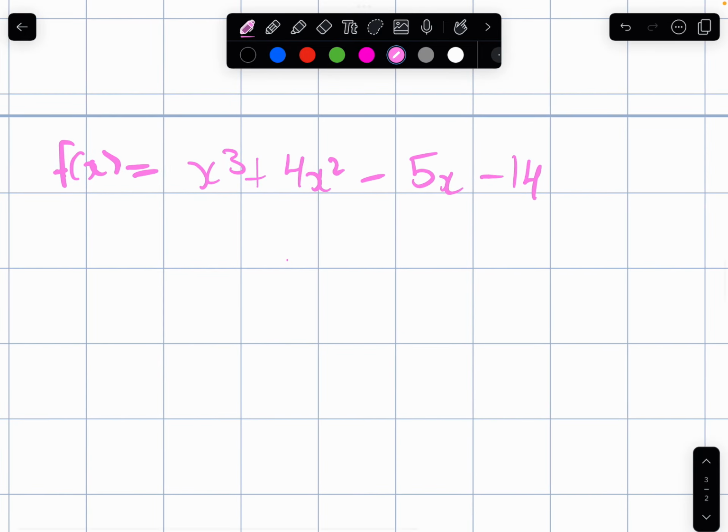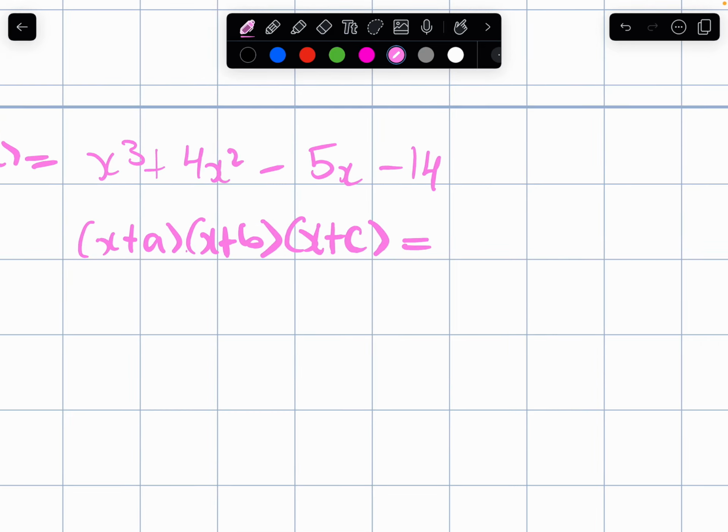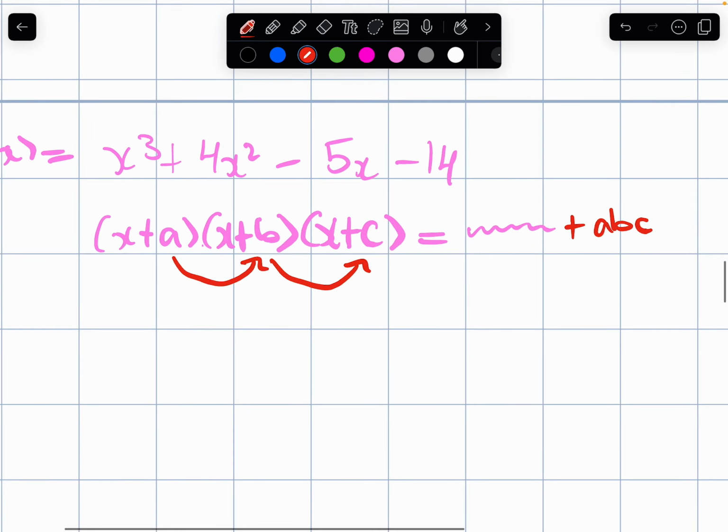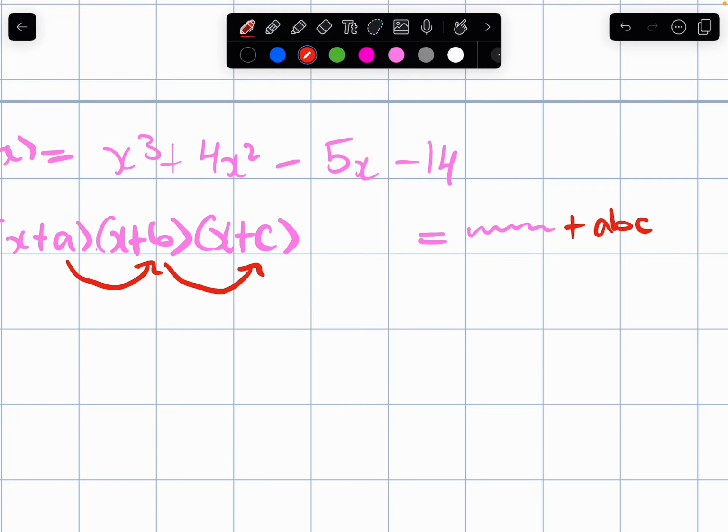So the trick is basically, if you have a set of brackets like x plus a, x plus b, x plus c, it'll equal a polynomial whose final term is the product of a times b times c, so plus abc. And this works for any numbers. If you include another bracket, x plus d, you'll multiply by d, and then it'll be abcd.